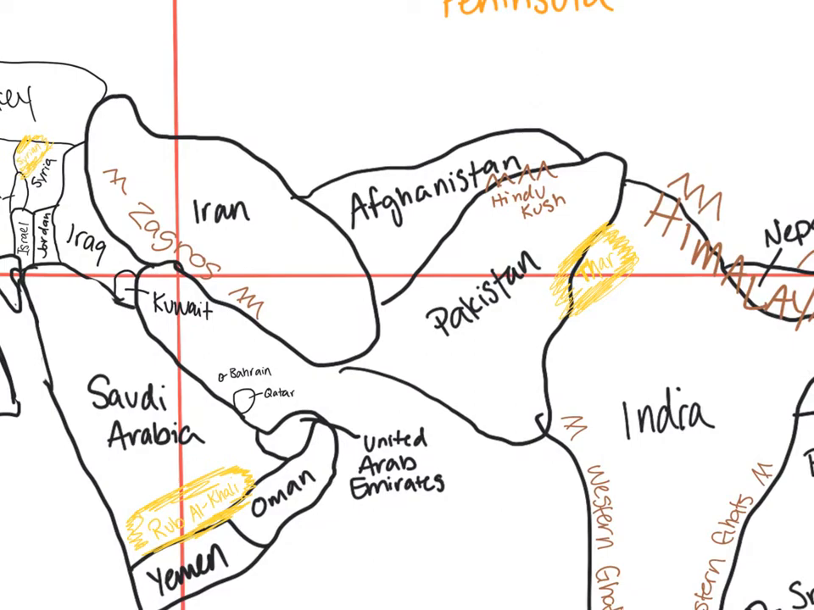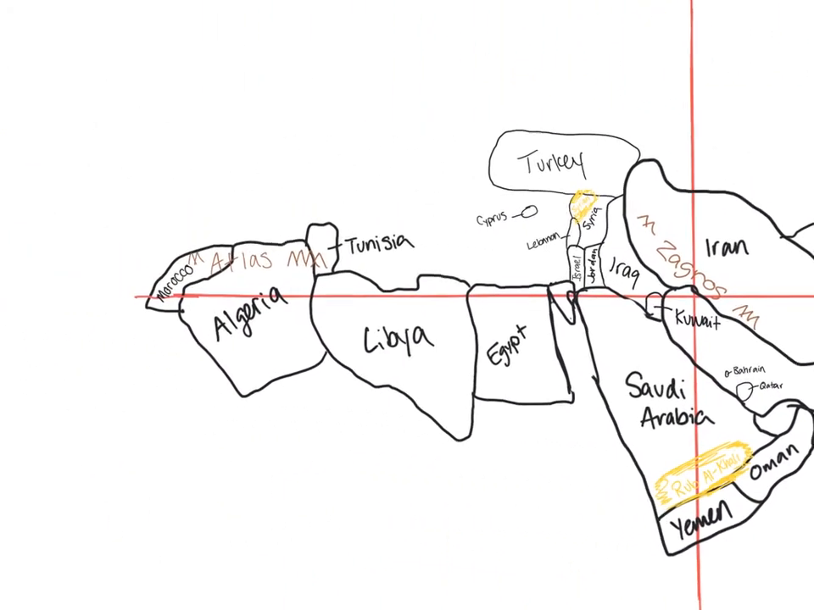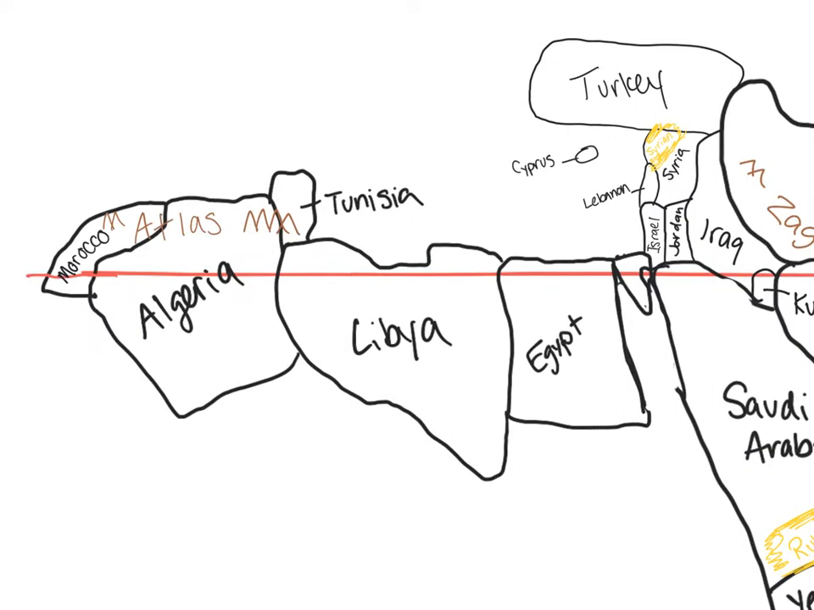And then lastly, we have our biggest desert. Where? The Sahara. Sahara Desert. Oh, that's a huge desert. It is very big.